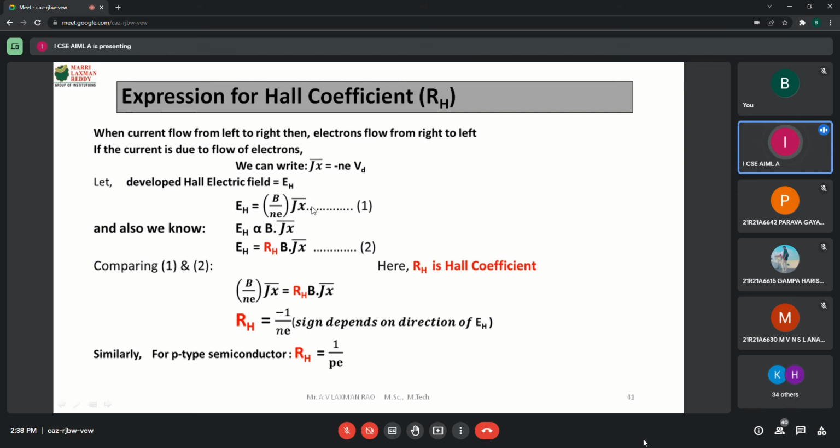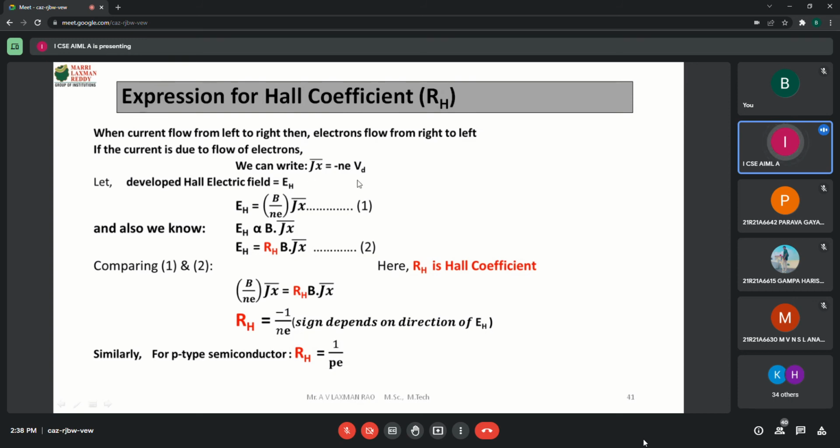So how can we derive an expression for the Hall coefficient? This also you have to write. Explain about Hall effect and derive an expression for the Hall coefficient. It means this part should also be included. Up to this, RH equals minus 1 by NE for N-type and RH equals 1 by PE for P-type semiconducting materials. The sign represents the type of the semiconducting material, N-type or P-type. Okay, this you have to write.